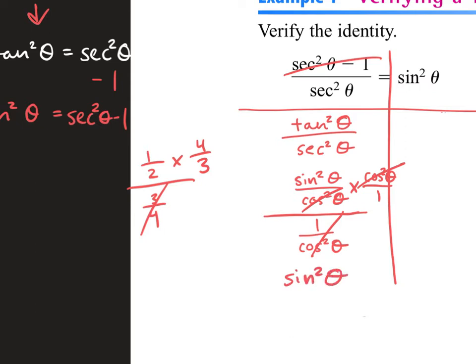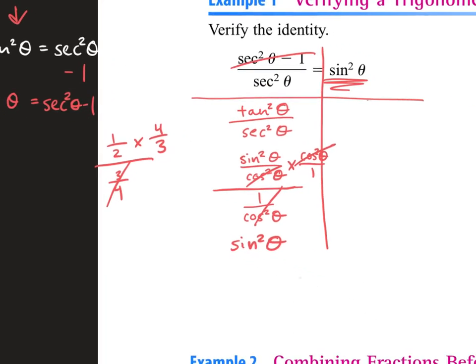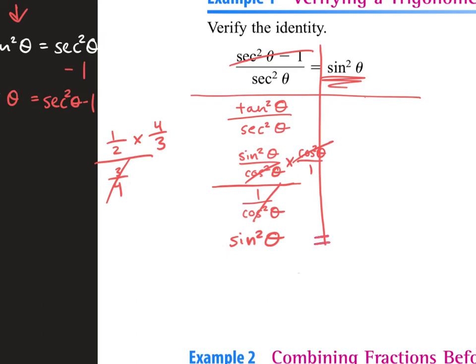Sine squared theta. What was our goal to get? What did we want this to get to? Sine squared theta. So sine squared theta is equal to sine squared theta. Perfect.